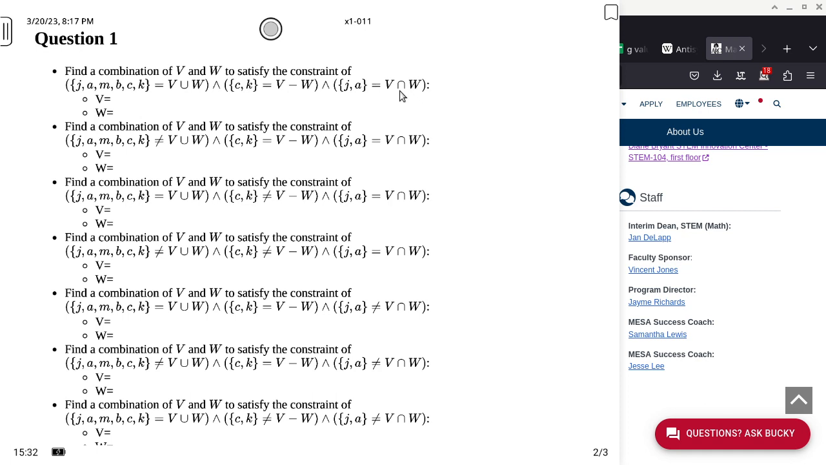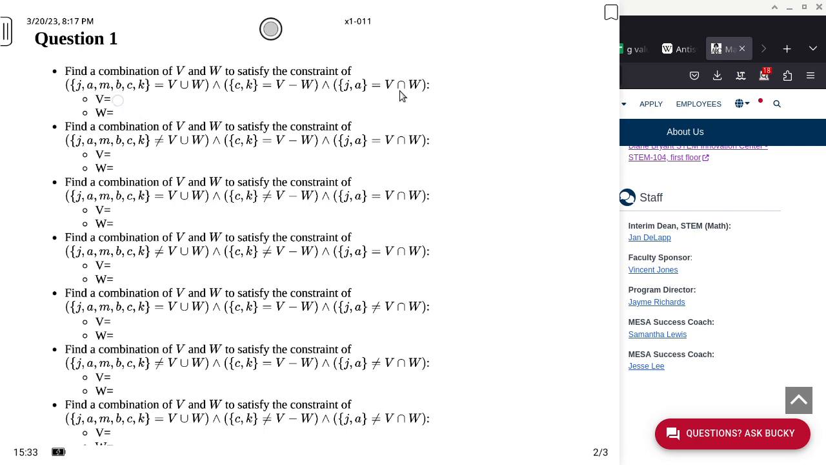Union means what is found in both V and W. The difference, the subtraction, is what's found in V but not in W. And the intersection is what was in V and was also in W. But the union is the combination of both. Sorry, it can be found in at least one. Because it can be both, but at least one. So that means J and A has to be found in both, right?